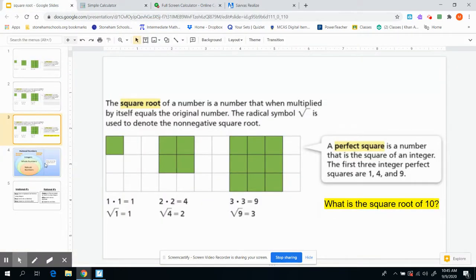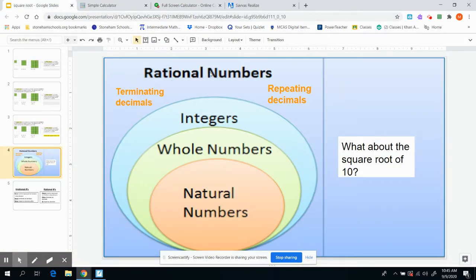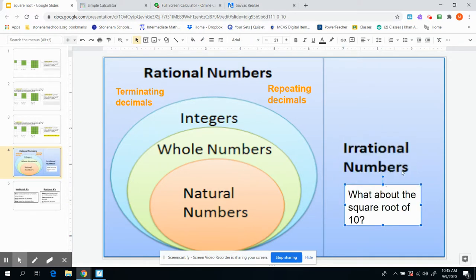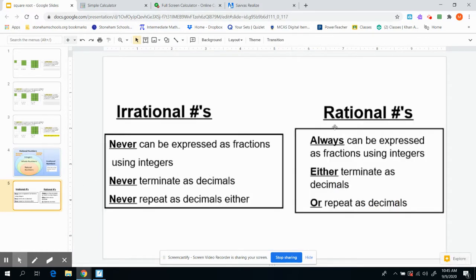What's going on here? Well, we've been talking about rational numbers. You might remember repeating decimals versus terminating decimals. Integers, square root of 9 comes out to be 3. That's an integer. What about the square root of 10 though? This is an irrational number. It is not a rational number, right? Rational numbers can always be expressed as a fraction using integers, and they can either terminate or be repeating decimals. This is what we've been converting back and forth between the two.